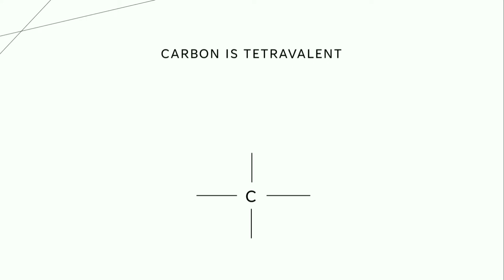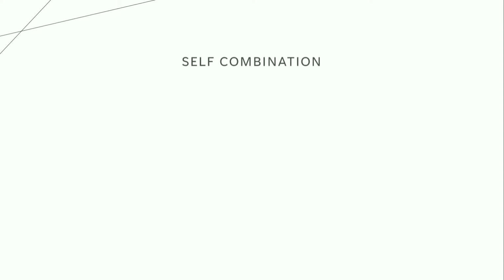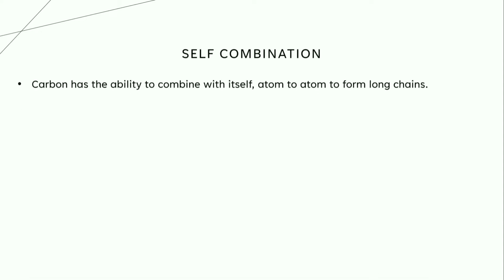Next, the valency of carbon. Carbon is tetravalent. Since one carbon atom requires 4 electrons to achieve the 8 electron inert gas structure, therefore the valency of carbon is 4. Carbon is tetravalent, tetra means 4 and valent means valency. Next, its self-combination property. Carbon has the ability to combine with itself, atom to atom, to form long chains.